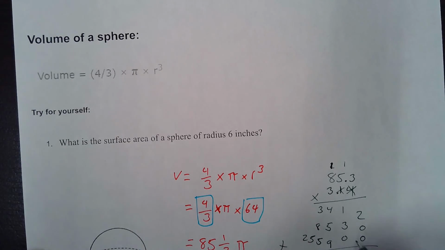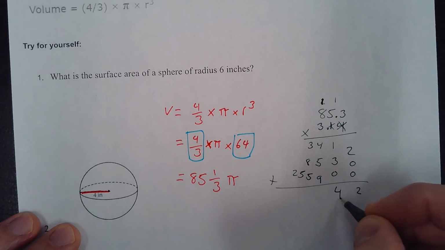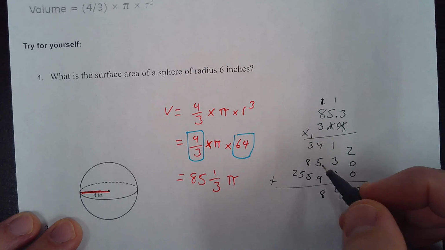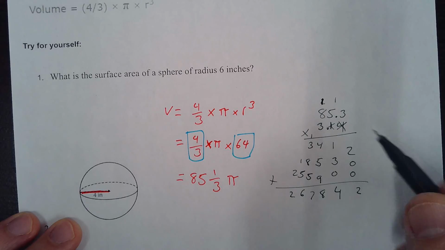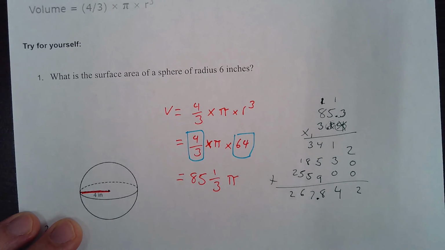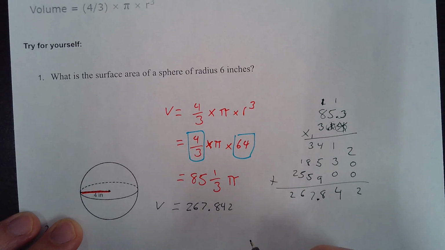Add these up, we get 2, 4. 9 and 9 is 18. Here we get 11 and 5, 16, 17, 6. And then we have 1, 2, 3 decimals, so 3 decimals here. And our volume is equal to 267.842, and then we have inches cubed.